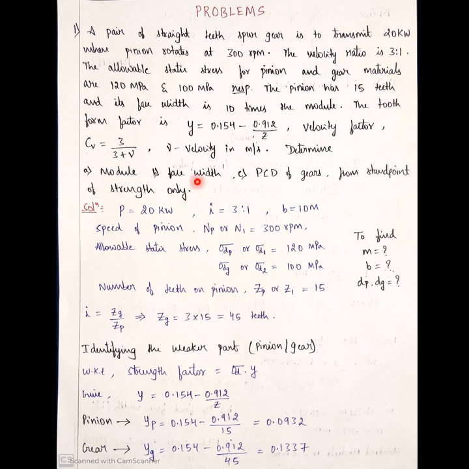So basically gears we have to solve with respect to the weaker part. Okay, how to check whether it is a weaker part or not? Initial step, the unknown parameters have to be written. That is, P is known, i is given, b. What is b? b is nothing but the face width. So as given in the question, face width is 10 times the module. So b is equal to 10 times m, where m defines the module.